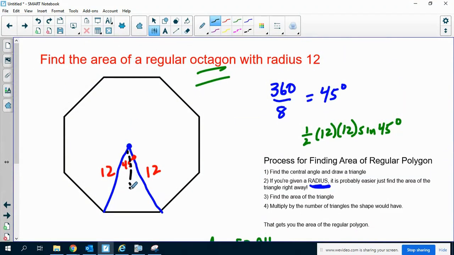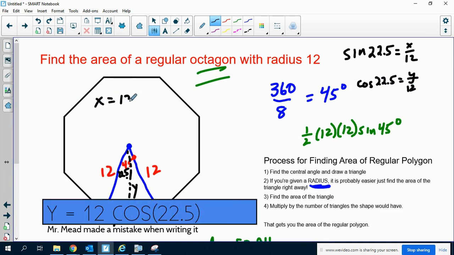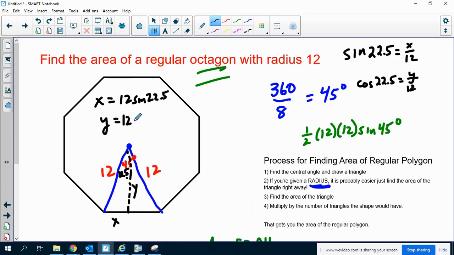Now, real quick, I'm going to show you that you actually can do the exact same thing with the apothem split. So if I have 22.5 here after I divide this by 2, I would need to find both of these values. So I can find the sine of 22.5 equals x over 12. The cosine of 22.5 equals y over 12. So I would get x equals 12 times the sine of 22.5. Y equals 12 times the cosine of 22.5.